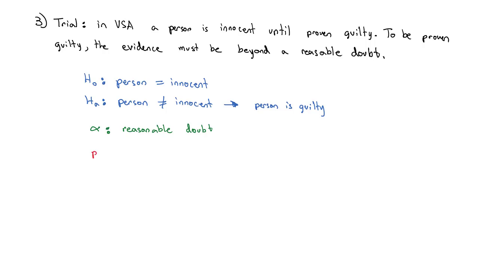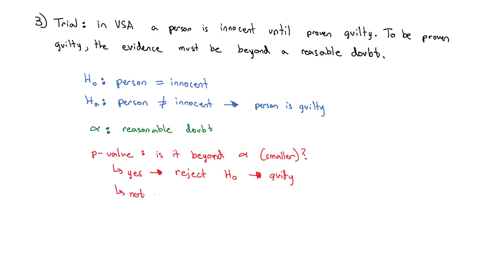So we're going to present a bunch of evidence, and that evidence is going to calculate this thing called the p-value. And the p-value is going to ask, is it smaller than alpha? Is it beyond a reasonable doubt? If it is smaller than alpha, if yes, it's beyond a reasonable doubt, then we can reject the null hypothesis and conclude the person is guilty. That's what we're trying to do. If it's not beyond a reasonable doubt, we fail to reject the null hypothesis, which means we're going to conclude they are not guilty, which is an interesting result.